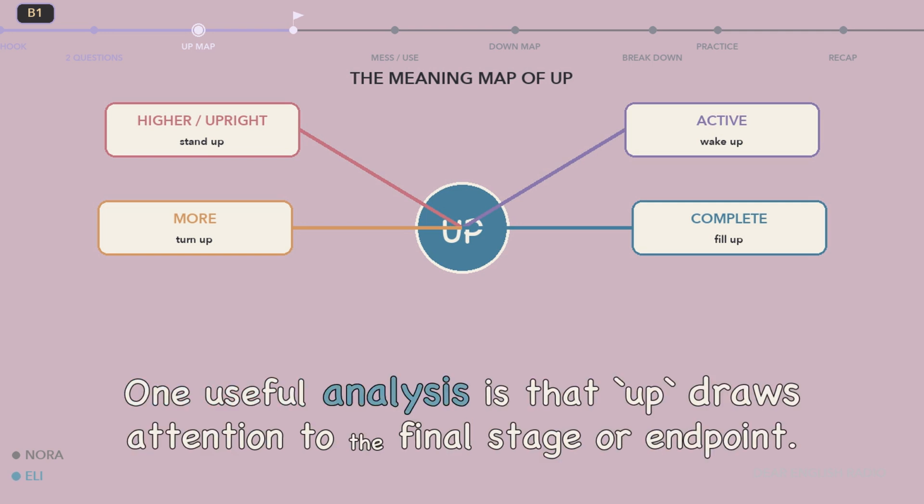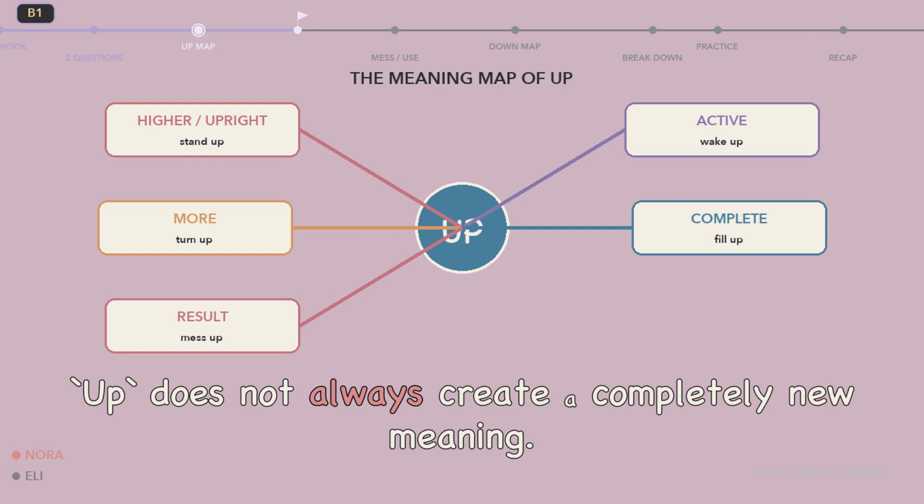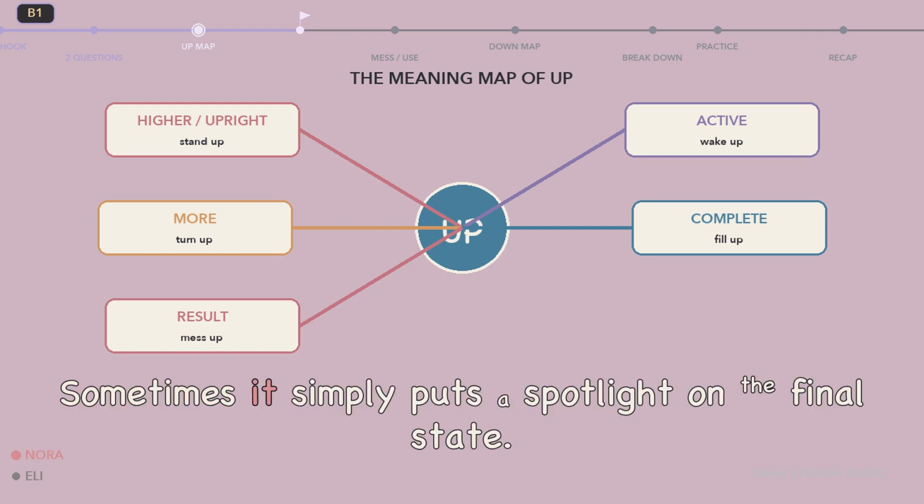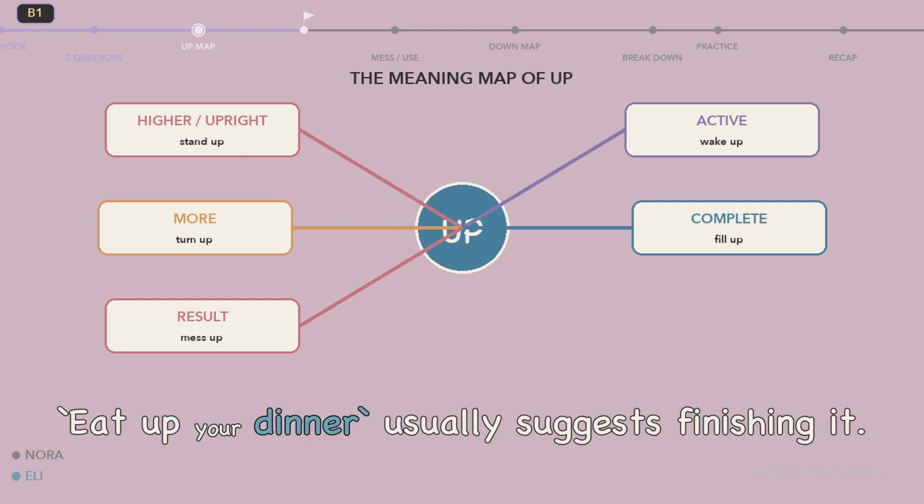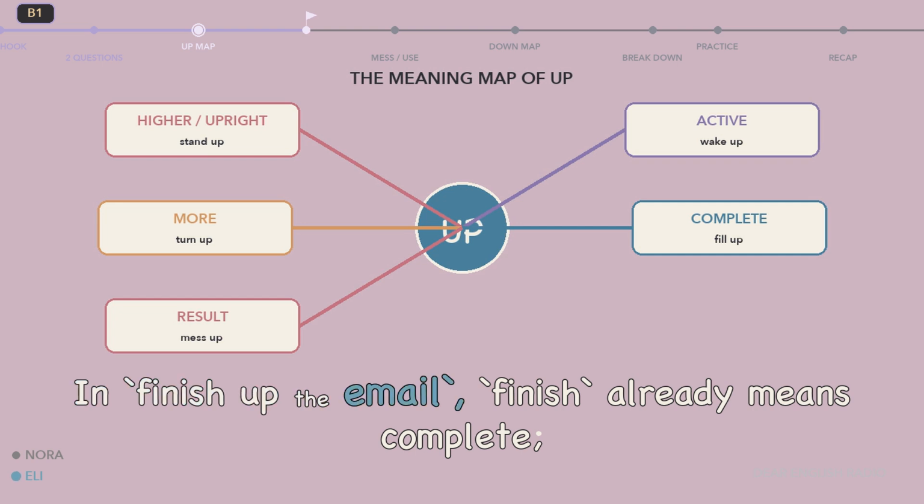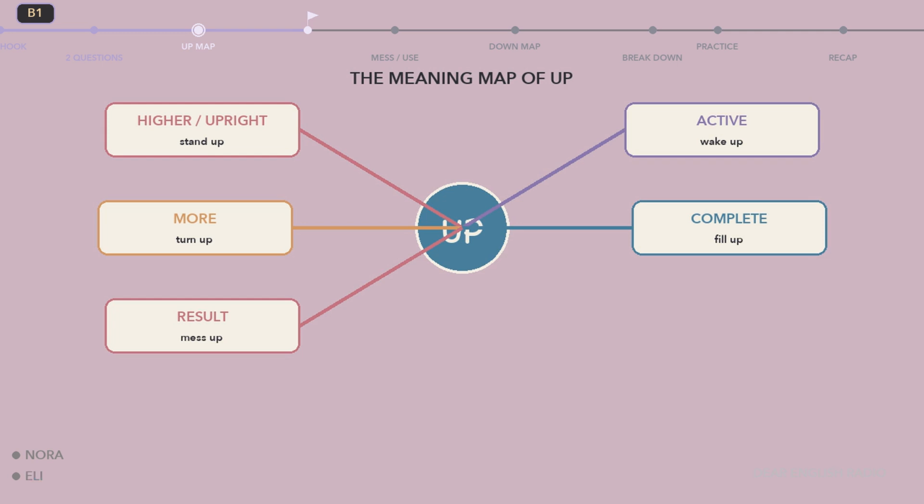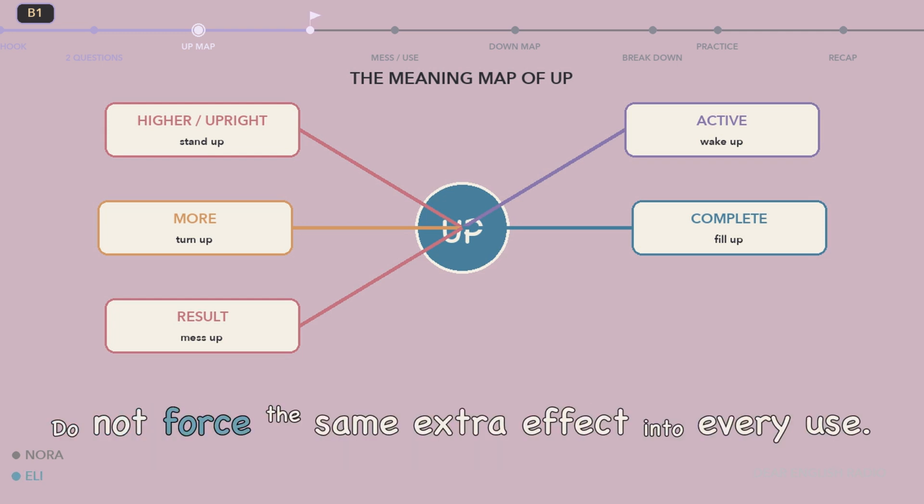One useful analysis is that up draws attention to the final stage or endpoint. Up does not always create a completely new meaning. Sometimes it simply puts a spotlight on the final state. And the spotlight can be strong or light. Eat up your dinner usually suggests finishing it. In finish up the email, finish already means complete. Up may only highlight the final stage. Do not force the same extra effect into every use.